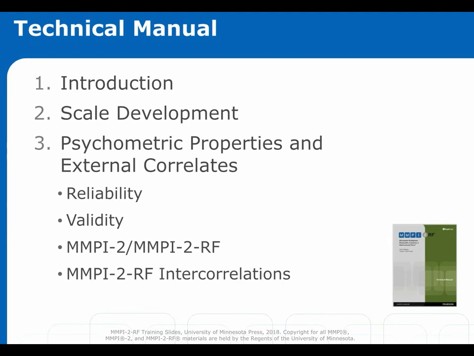Specifically, you'll find information on the reliability and standard errors of restructured form scale scores in the normative sample and in a large clinical sample, as well as summaries of the reliability evidence provided for a variety of other samples in the manual's appendices. Summaries of the evidence provided in the manual's appendices regarding validity of restructured form scores in a number of different settings are also provided in this chapter, as is information regarding the association of restructured form scales with MMPI-2 scales and MMPI-2 RF scales with one another.